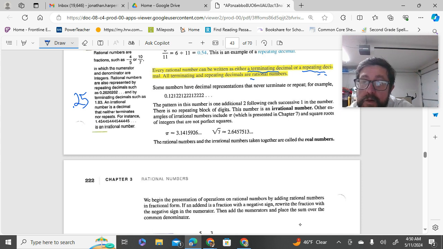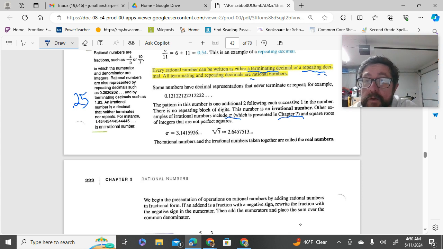So other examples of irrational numbers include pi. I'm sure you guys have heard the term pi r squared. That's pi times the radius of a circle squared, which you, of course, square the radius first and then multiply it by pi. But hopefully we'll get into that here in a little while, which is presented in chapter 7. Well, we might go to chapter 7 then, and it'll be up to you guys.